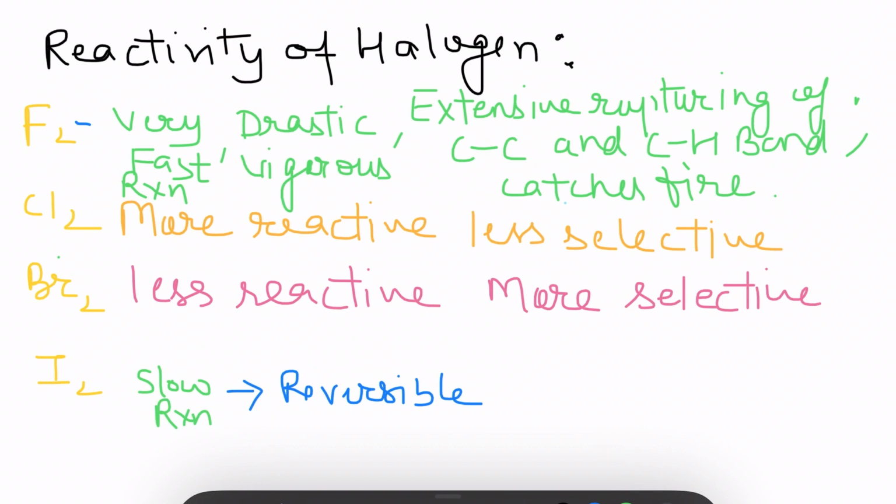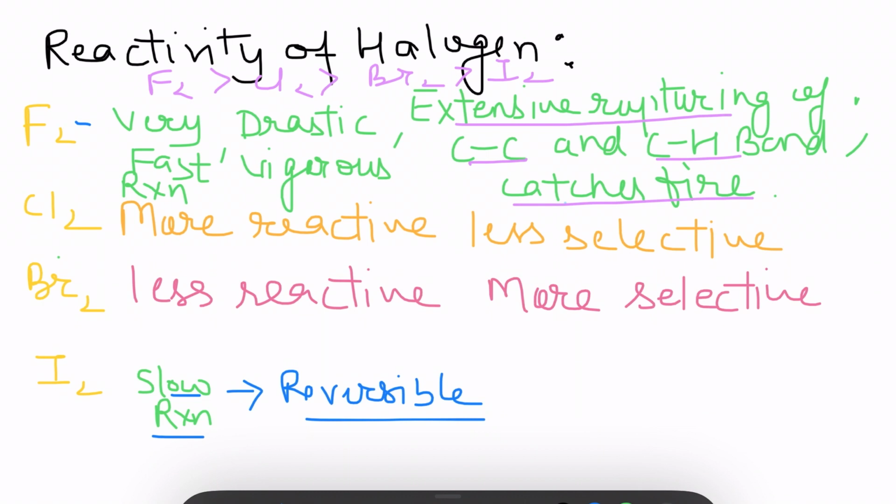The order of reactivity of halogens for the photochemical halogenation reaction is that fluorine is most reactive in nature, whereas iodine is least reactive. Because of the most electronegative nature of fluorine, a very fast, drastic, vigorous reaction takes place, which results in extensive rupturing of CC and CH bonds, and sometimes it catches fire. Whereas in the iodination reaction, a slow reaction takes place, which is of reversible nature. Hence, direct fluorination or direct iodination are not favorable.